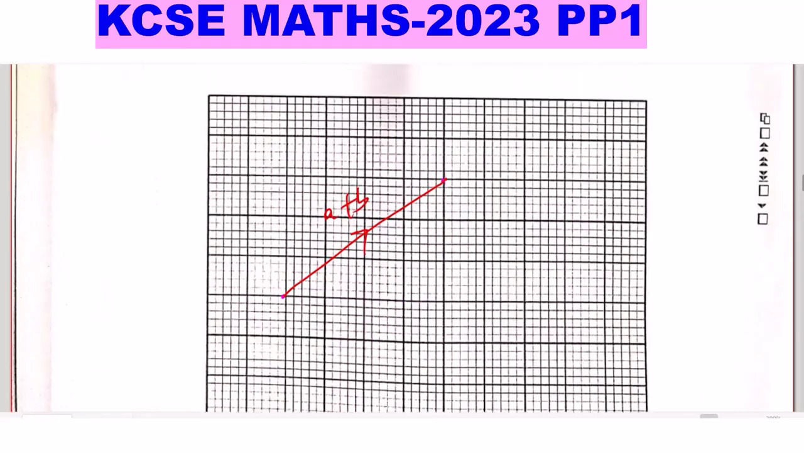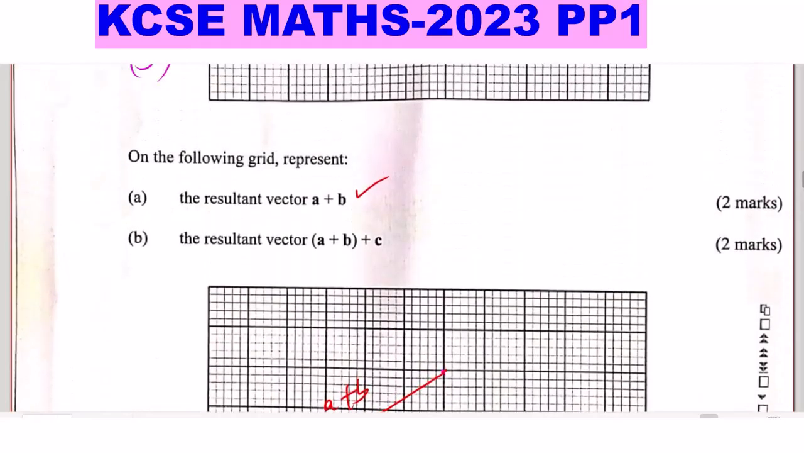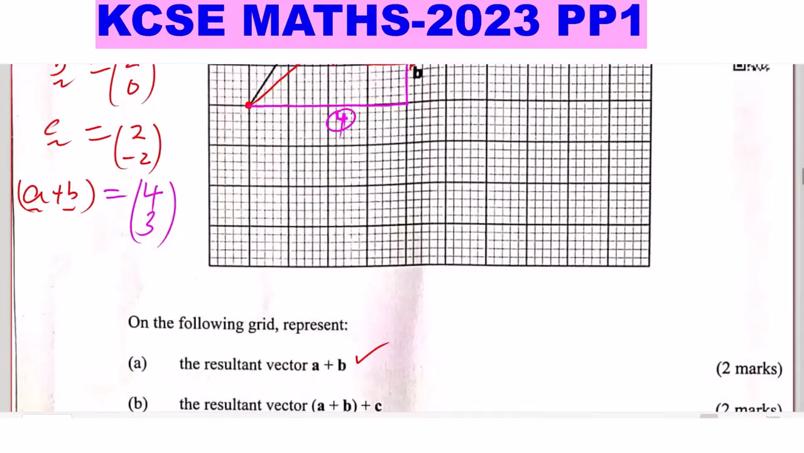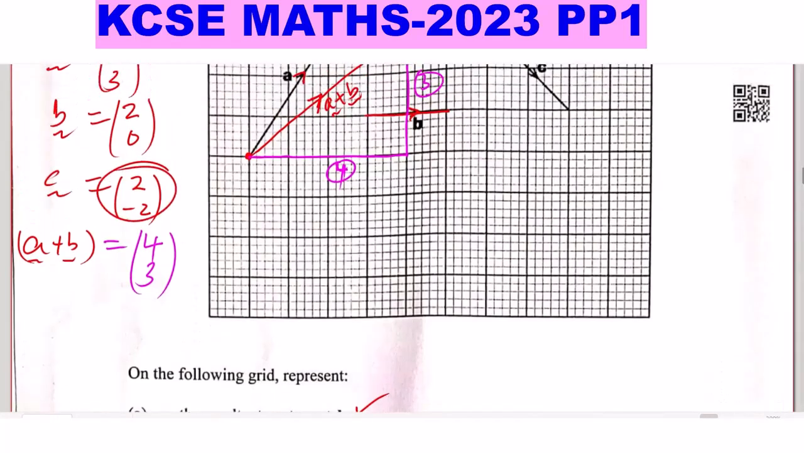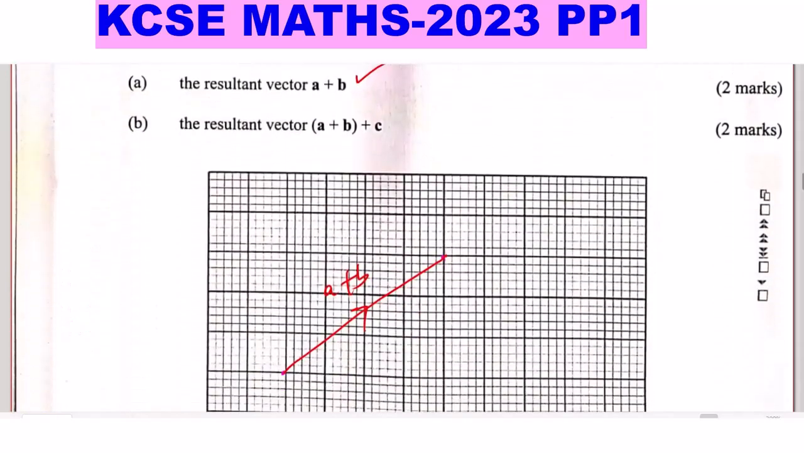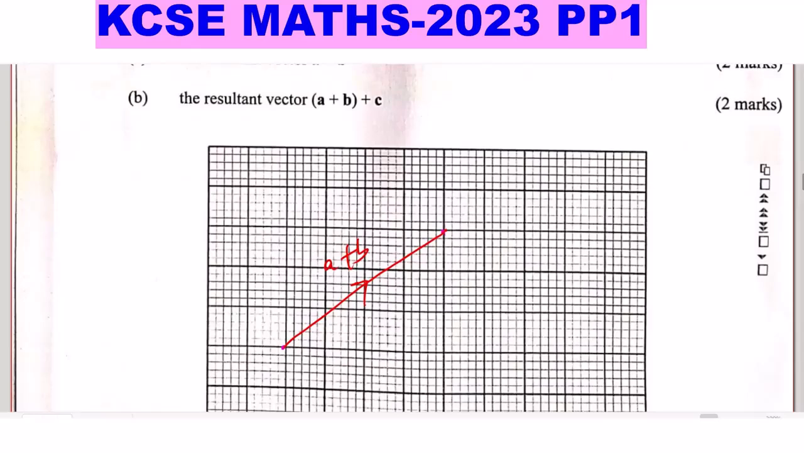Now we need to add C, and C is (2, -2). At the end point, we count 2. Then -2 is downwards. So the vector will be represented by this one now. This will be vector C. Displacement on the x-axis to the right is 2, then downwards on the y-axis, -2. You don't require this one, just for explanation. So this is vector C.